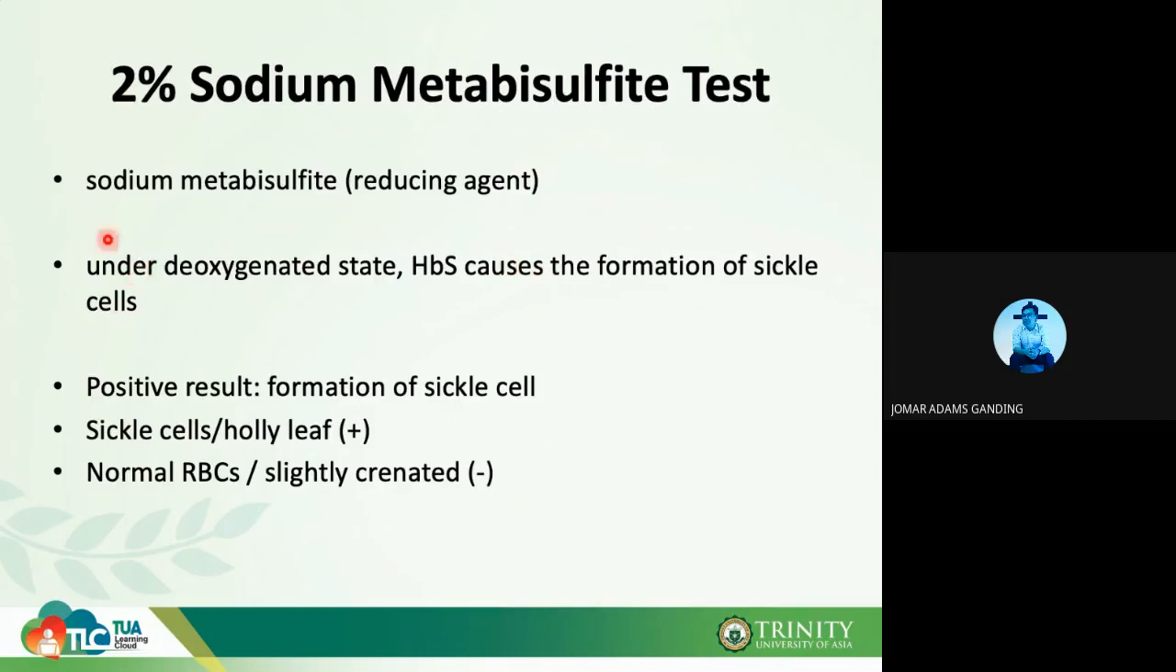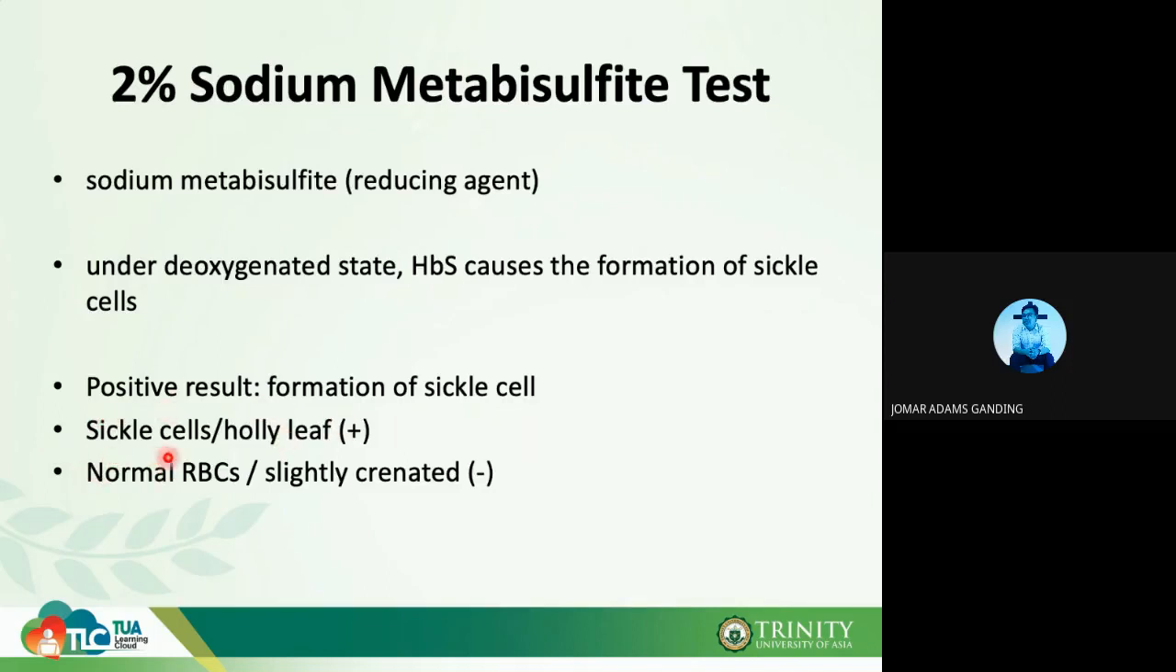So what you do is you add your blood, okay, and you add 2% sodium metabisulfite, which is a reducing agent. What happens here, because you have a reducing agent, it will now consume the oxygen. There will be a deoxygenated state, thereby your hemoglobin S now will cause the formation of your sickle cell. And then you will look into it under your microscope, and there will be a formation of your sickle cell, okay? A formation of your sickle cell.